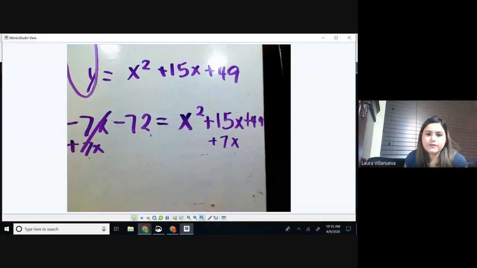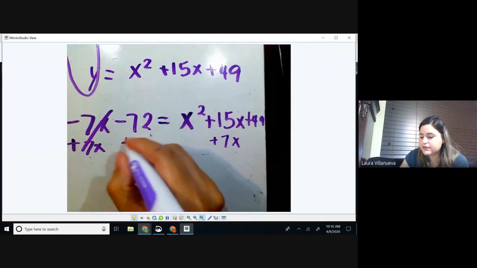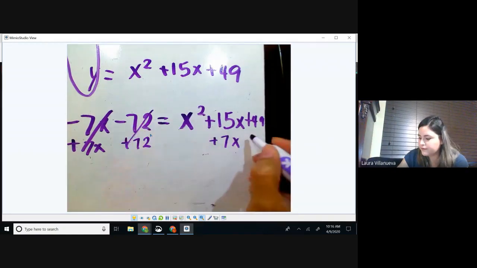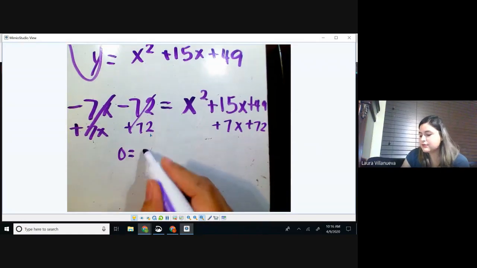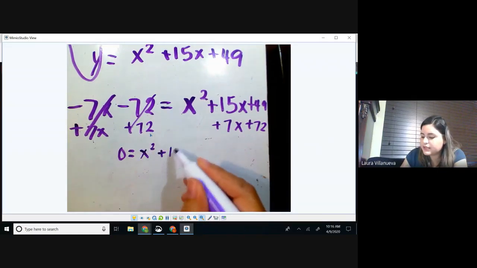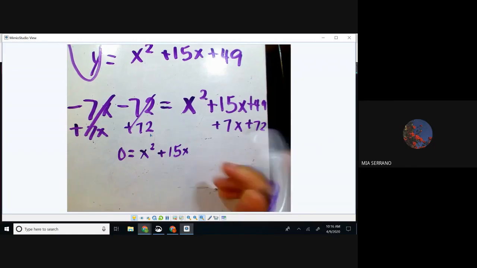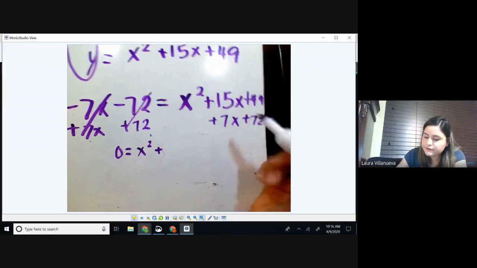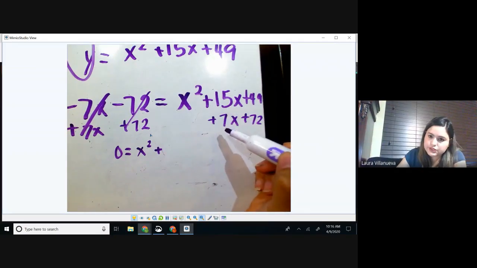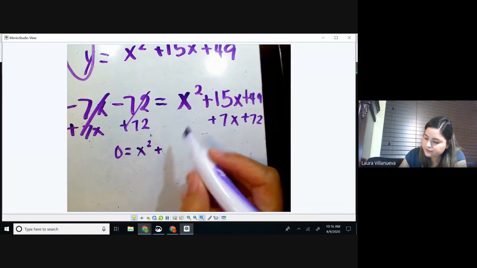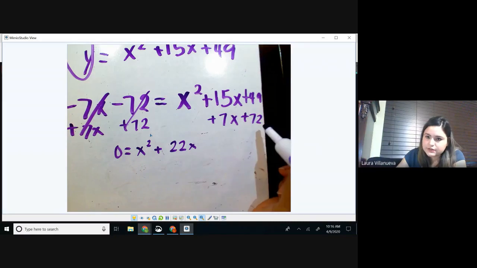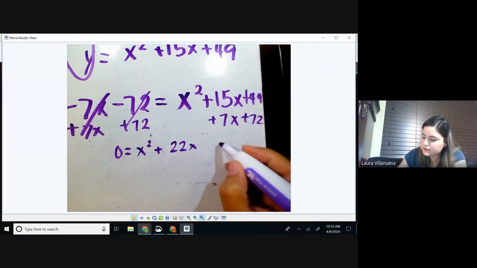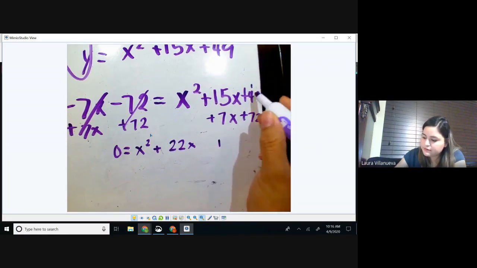And then I'm going to move the 72 as well. So now I have 0 equals x squared plus 15x. Sorry, not 15x. 15 plus 7, which is 22. And then 49 and 72. 9, 10, 11, 7, 11, 12.